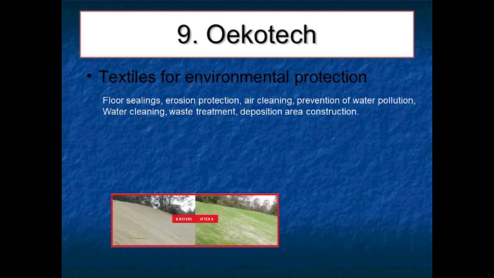So let's see about ecotech. The textile materials used in the geographical area in an eco-friendly manner. So all those textile materials come under ecotech. For example, floor ceilings, erosion protection, air cleaning, prevention of water pollution, and then water cleaning, waste treatment, deposition area construction. So all this comes under ecotech.